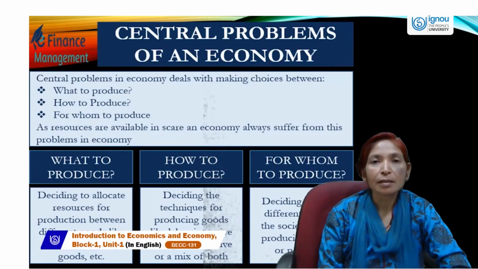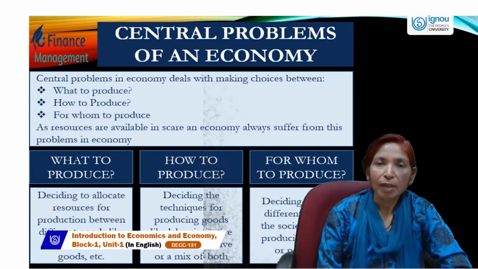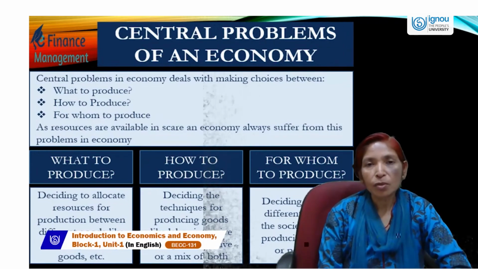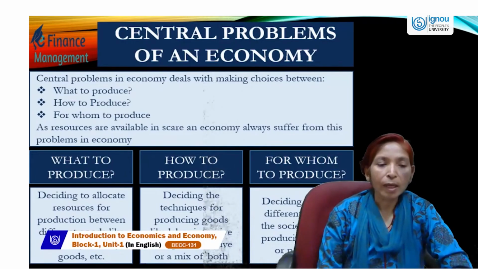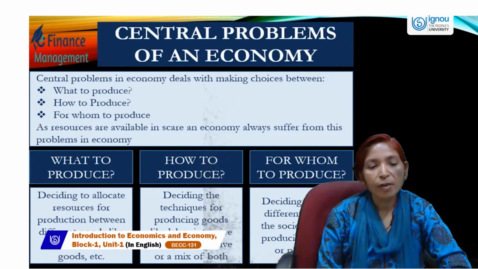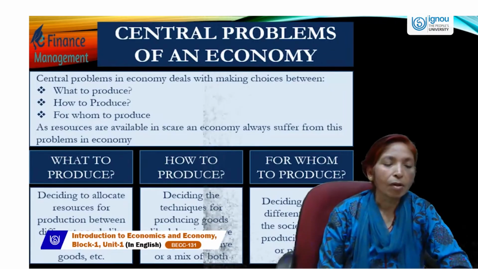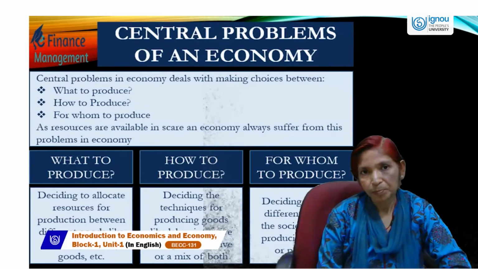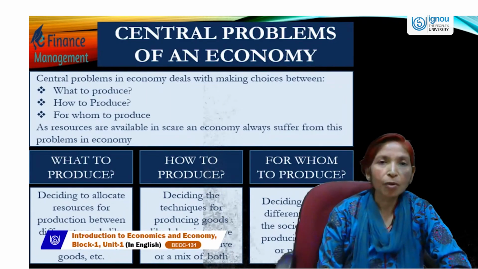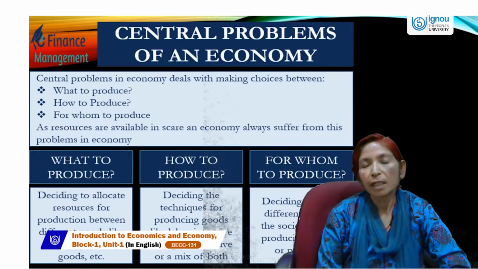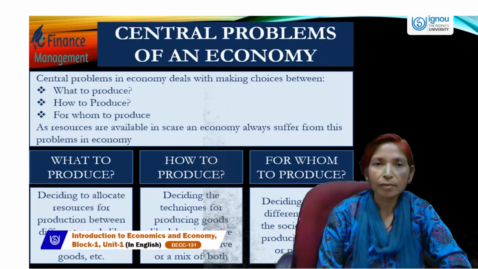Why? The reason is that resources are limited and we can't use limited resources in both commodities' production simultaneously, and we can't get an equal level of production from both commodities. So deciding to allocate resources for production between different goods, like necessary goods or luxurious goods, or capital goods or consumer goods, etc. If we produce more consumer goods, then capital goods production will be less. And if we produce more capital goods, consumer goods production will be less. The reason is scarcity of resources.